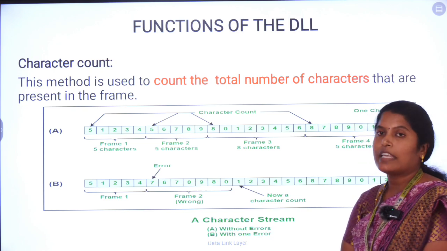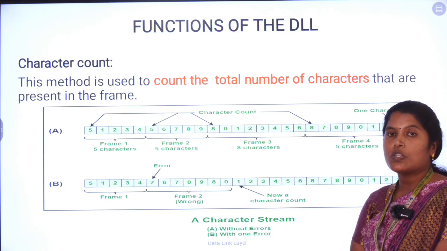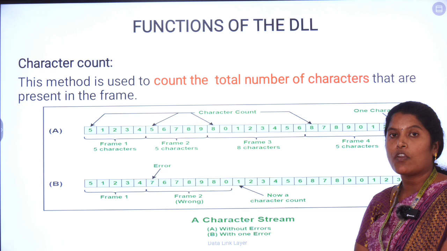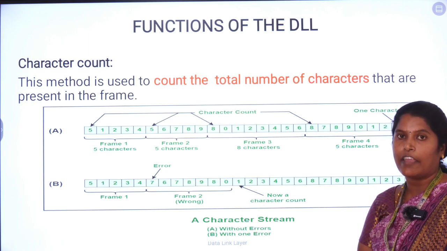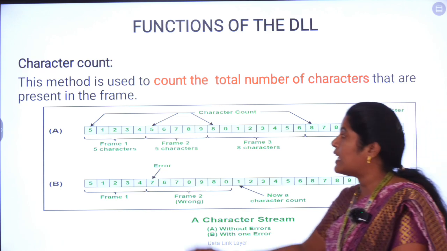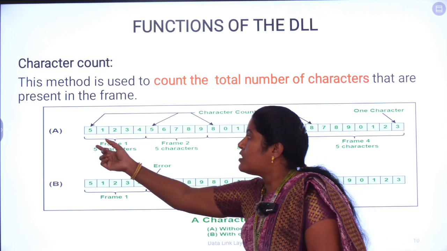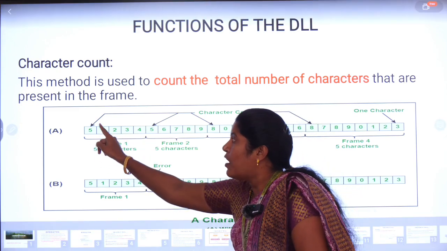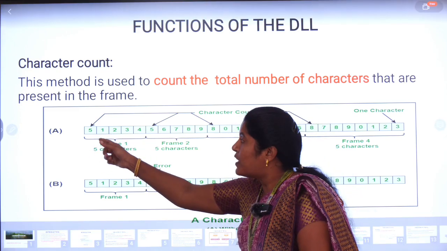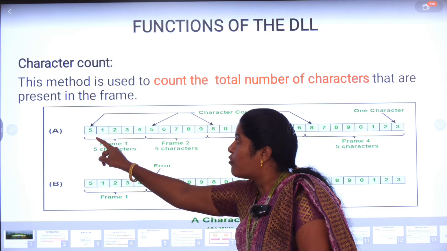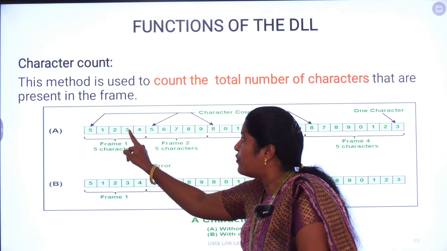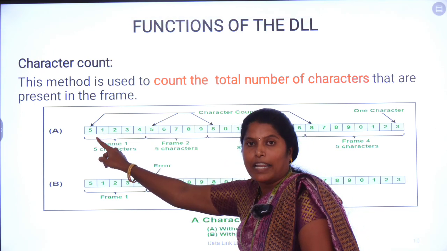First, moving on to the character count. This method is used to determine the number of characters present in each and every frame. For example, let us consider figure A. This is the first frame. It has a character count of 5, so the first frame consists of 5 bytes: 1, 2, 3, 4, 5, including the character count byte 5.